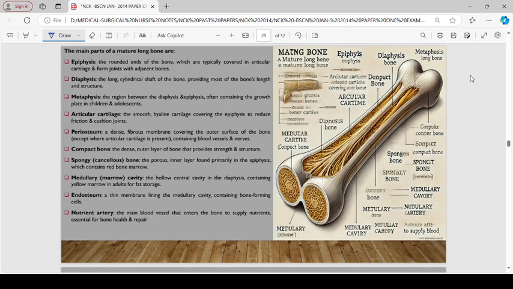Number 2, you are told to draw and label a diagram to illustrate a mature long bone. So we need to have the epiphysis, which is the rounded edge of the bone, and the diaphysis, which is the long cylindrical shaft of the bone. Then you have the metaphysis, the region between the diaphysis and epiphysis, which often contains the growth plate in children and adolescents. Articular cartilage, periosteum, compact bone, spongy or cancellous bone. Then you have the medullary cavity, endosteum, and nutrient artery.